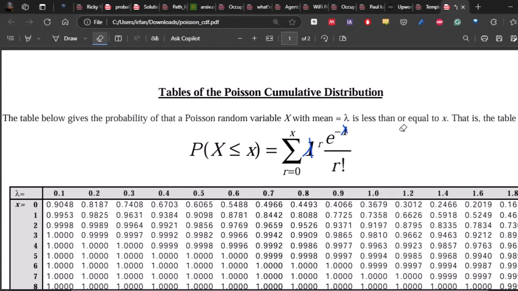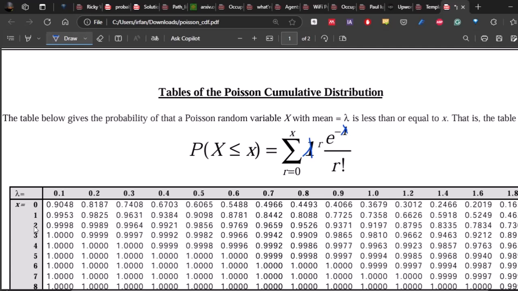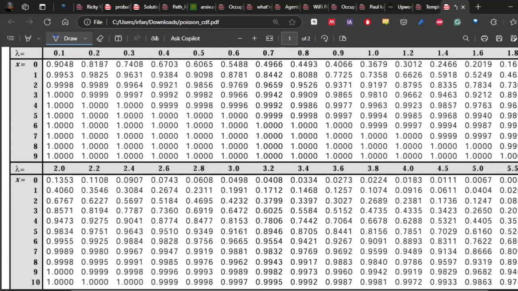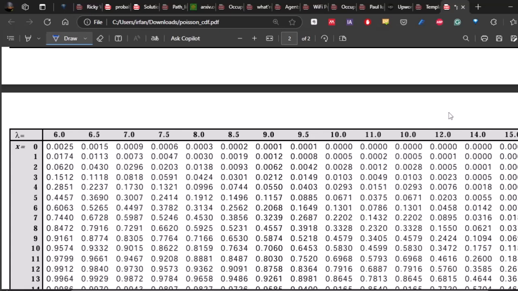This is the Poisson probability table, and we can clearly see that these are the values for lambda, and these are the values for k or x. So what is the value of lambda? The value of lambda here is 12. Let me go to 12 here. This is the column for 12, and we have to find the value for x or k less than or equal to 6.